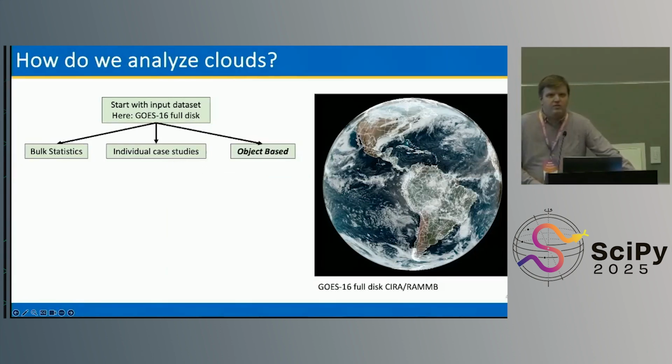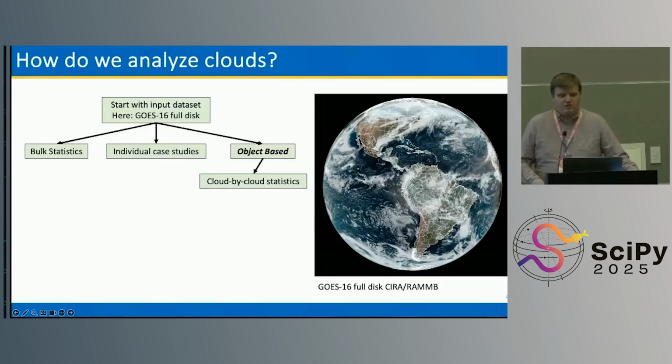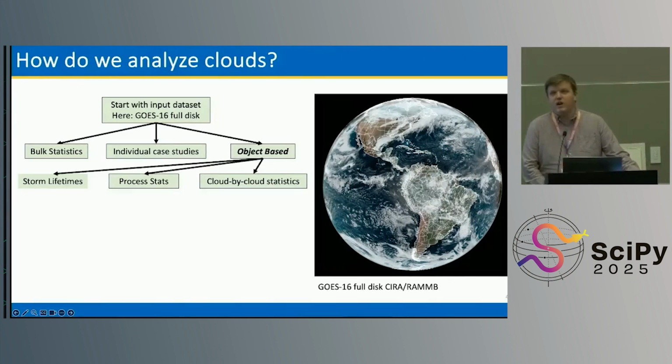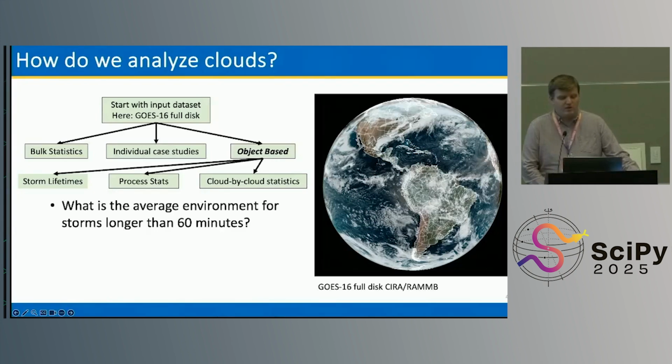Well, one of the ways that we've wanted to move is something that's a bit of a hybrid between the two, which is object-based analysis of clouds. Things like cloud-by-cloud statistics, statistics on the processes of clouds, the lifetimes of each individual cloud. I'll talk more about that in a little bit.